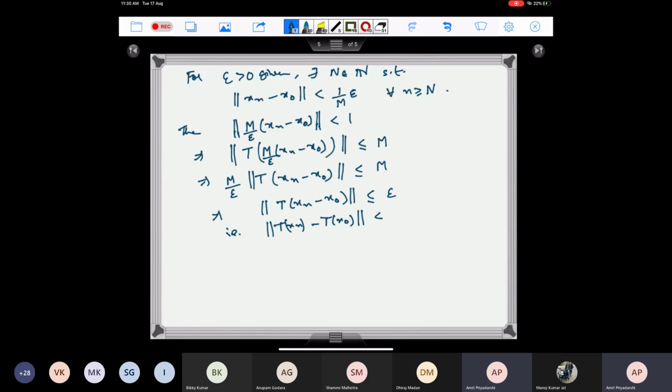This implies Txn converges to Tx naught. Hence, T is continuous at x naught. And this is true for any point x naught. Therefore, T is a continuous map. So anyway, this is an easy result, but it's an important result. To show that T is a bounded linear operator, it is enough to show that T is continuous at the origin.